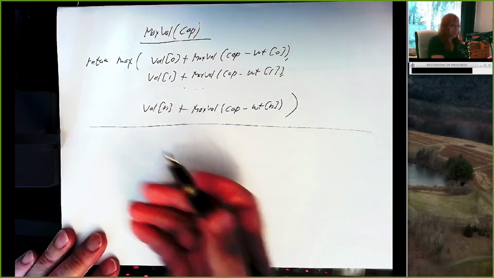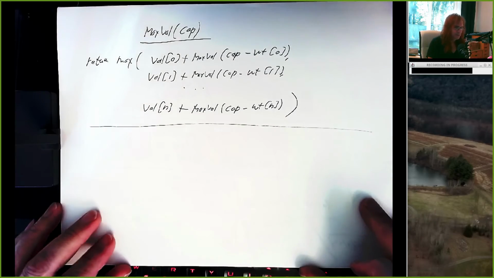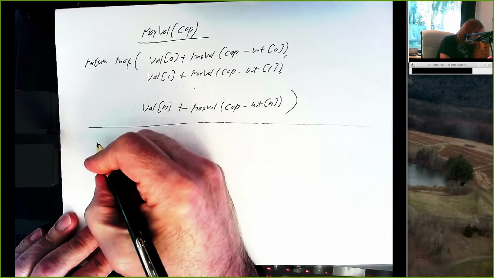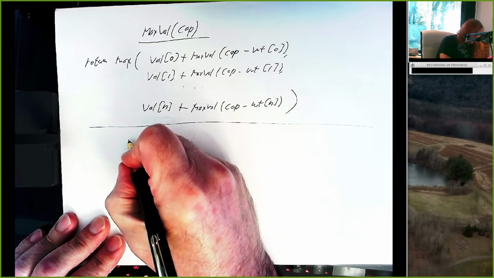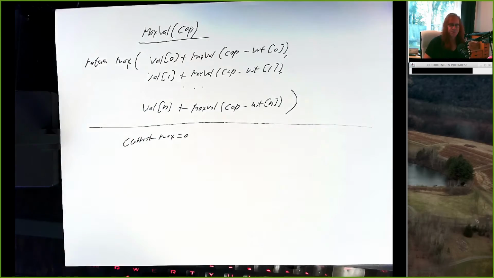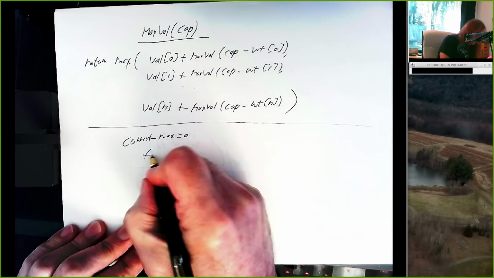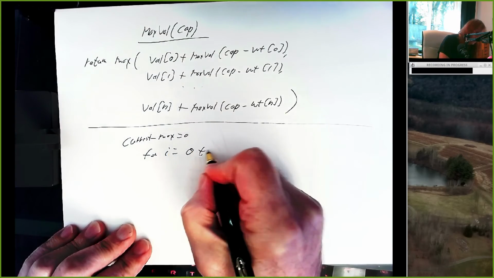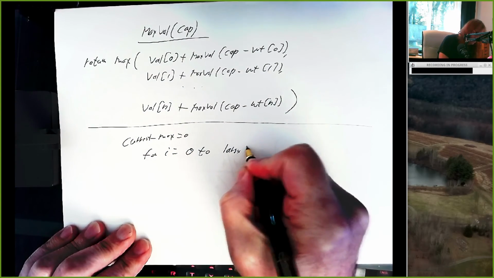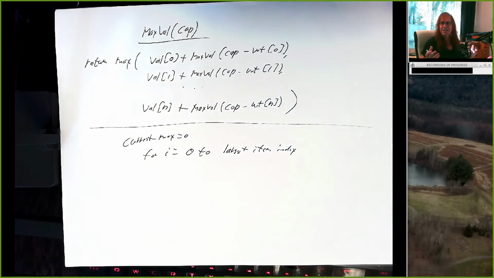Implementation details. So how do we actually do this? Because we don't know what n is. We don't have a max val. It takes a bunch of arguments and so on and so forth. So you're going to do this with some kind of loop, right? You have some current max that's equal to 0. And then for i equals 0 to largest item index. So if you've got 10 items in your inventory, you're going to go from 0 to 9.